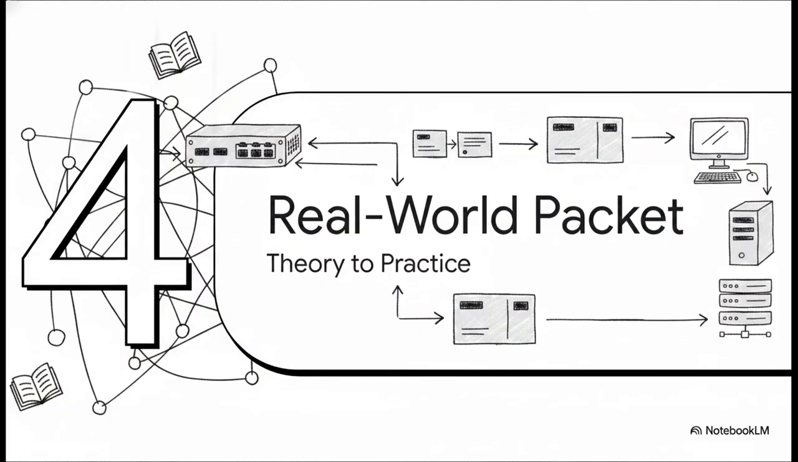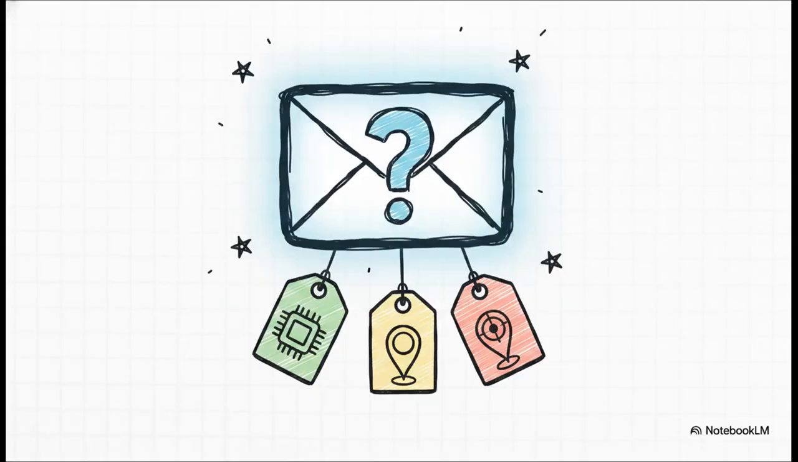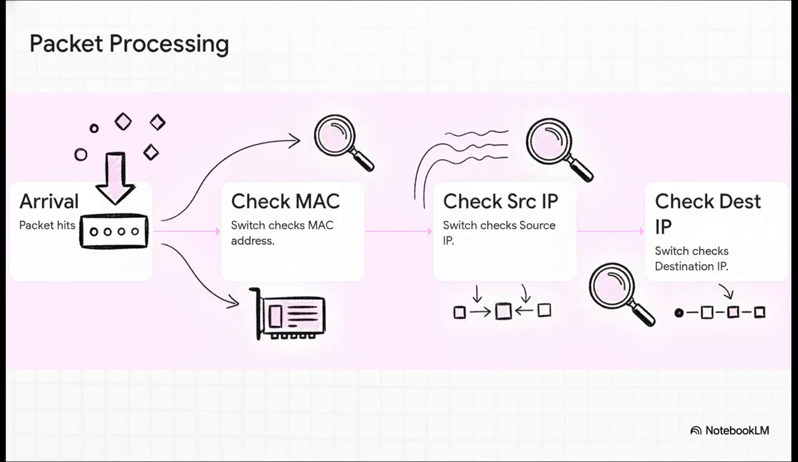All right, Section 4. Let's put all this theory into practice with a real-world packet example. Picture this. A brand new, totally wild mystery data packet has just hit our switch, and it brings with it three very distinct identifying characteristics. Its source MAC ends in 5F. Its source IP is 192.168.1.20, and its destination IP is 10.0.0.2.